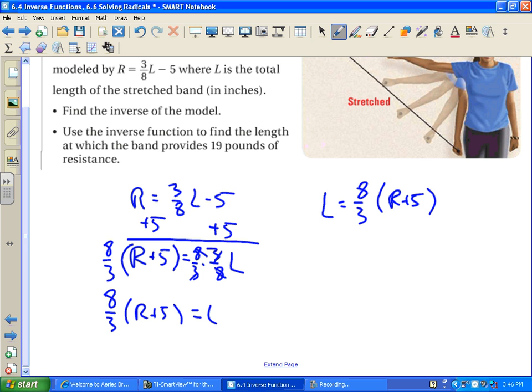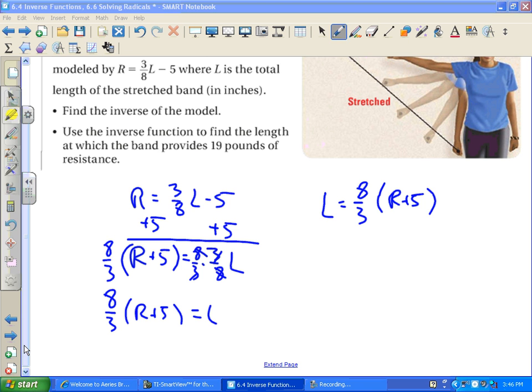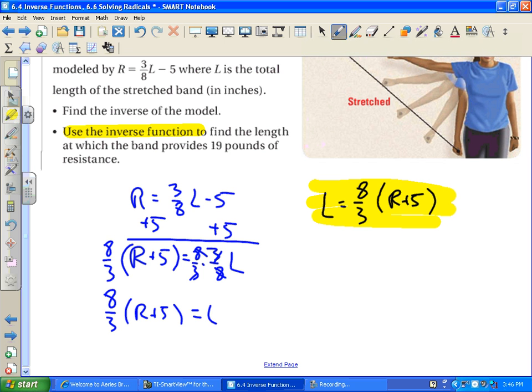It says use that function. We found it. It says use the inverse function. That's what I have here. To find the length at which the band provides 19 pounds of resistance. Find the length, find L, when there is 19 pounds of resistance. So substitute 19 in for R, solve the equation for L.